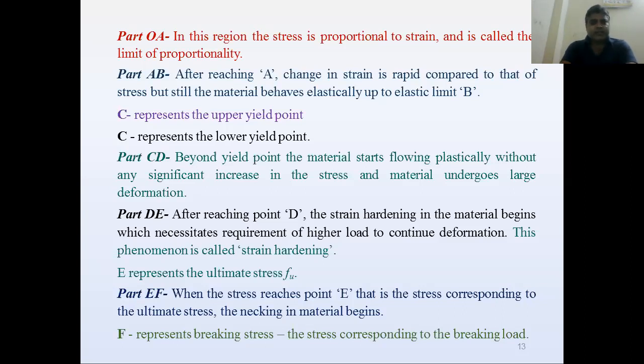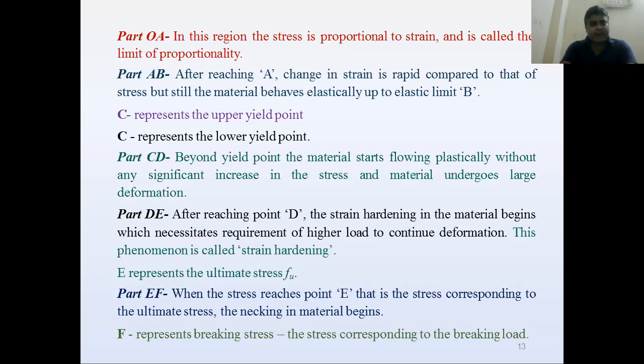C dash represents the upper yield limit and C represents the lower yield point. Part CD: at the yield point, the material starts flowing plastically without any significant increase in stress, and the material undergoes large deformation. That means between C and D, the stress is constant and the strain varies.